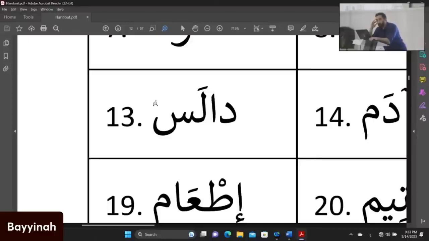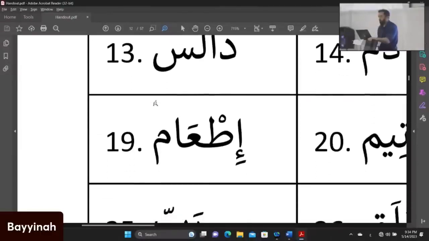Fully flexible, partly flexible, non-flexible? I mean, we're not talking about non-flexible, but partly flexible. Because places and foreigners are partly flexible. This is a place, so it's partly flexible. Which means the rafa', nasab, and jar version are what? The rafa' version? Dalasu. Nasab version? Dalasa. Jar version? Dalasa.